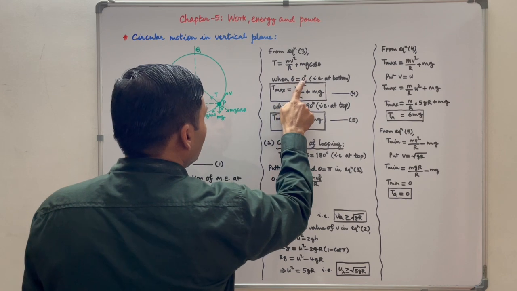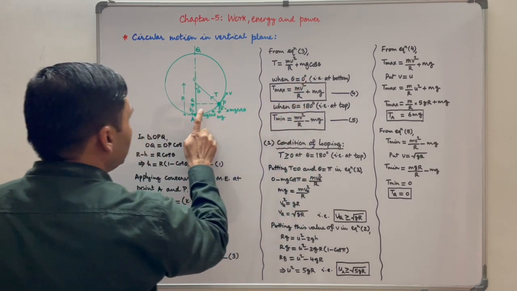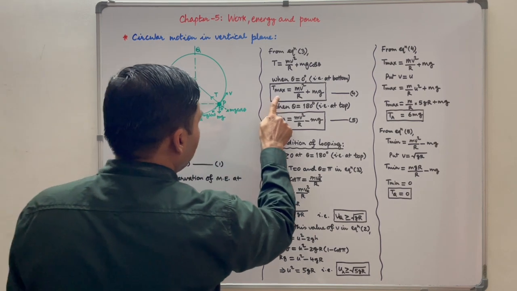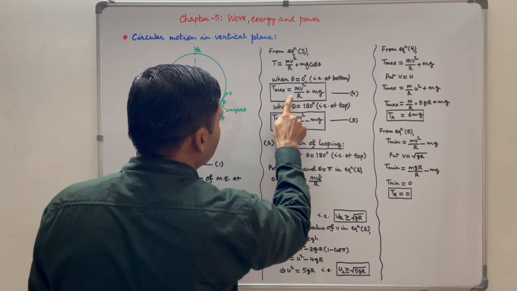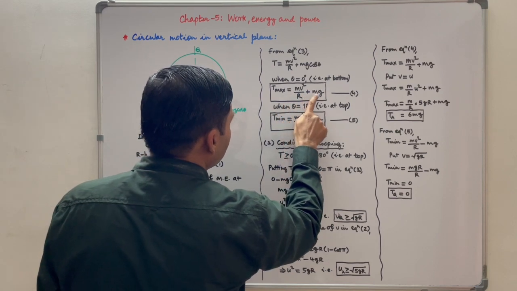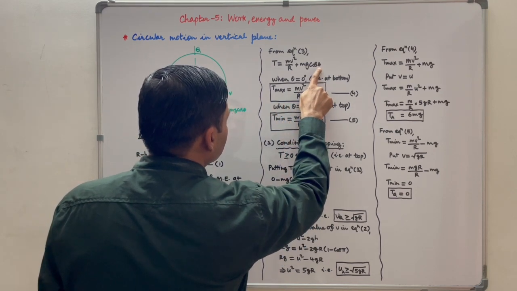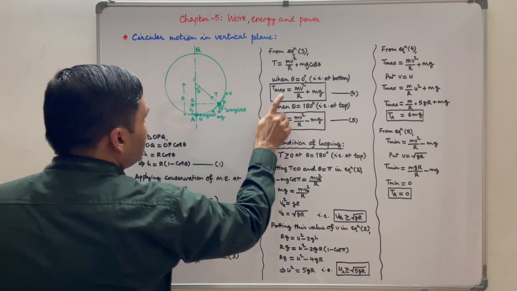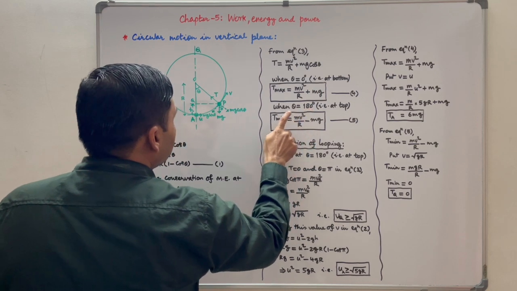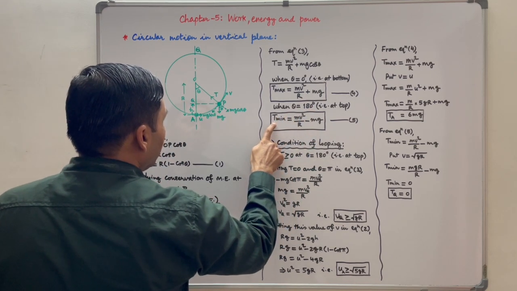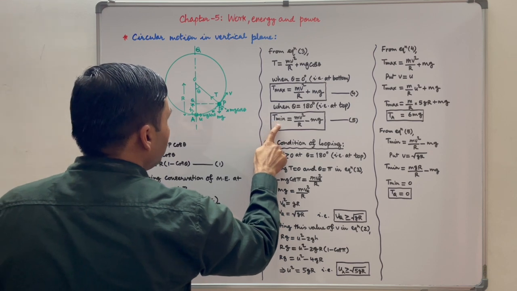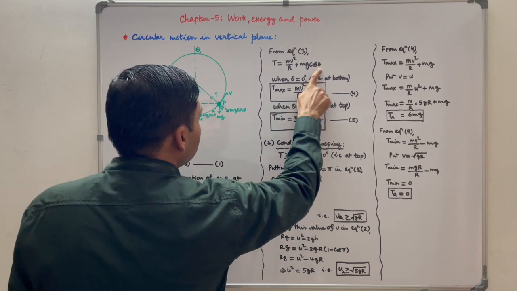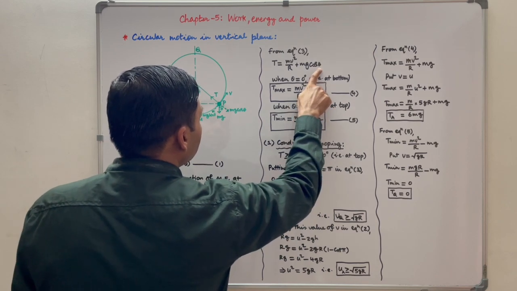Suppose theta is equal to 0 degrees, that is particle is at A. So tension in the string will be maximum and it is given by T max is equal to m v square by r plus mg. Put theta is equal to 0 here. When particle is at Q, that is theta is equal to 180 degrees, tension in the string will be minimum and that is given by T minimum is equal to m v square by r minus mg. Put theta is equal to 180 or pi here.